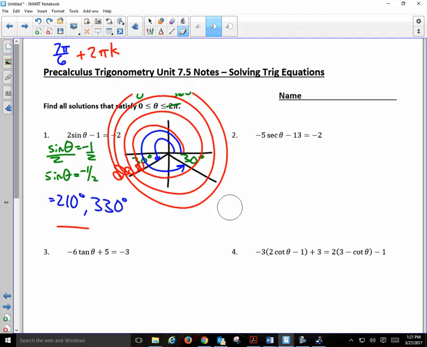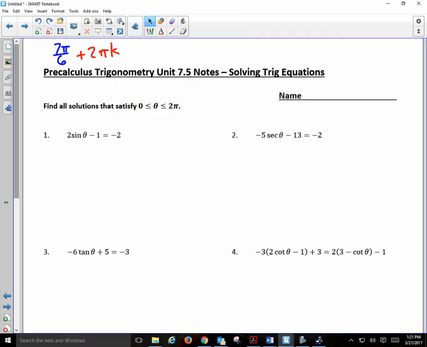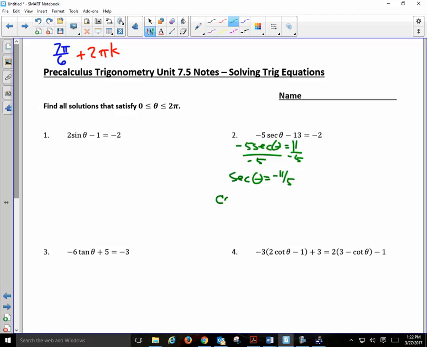So let's try a couple more. Number 2, what do I do first? Negative 5 secant of theta is equal to 11. Divide by negative 5, and I get secant of theta is negative 11/5. Oh no, panic button. I don't have secant on my calculator. So cosine of theta is equal to negative 5/11. In which quadrants is cosine negative? The second and the third.